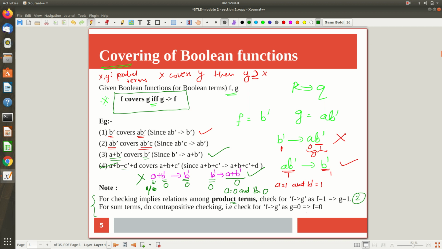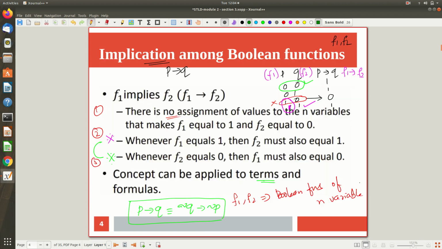Hope you remember. Similarly, for checking the sum term, not the contrapositive checking, you have to do that with the third definition as per the definition. Hope you remember. If I am writing here, later you may be confused. So product term checking and sum term checking. Sum term checking, you have to go with the third definition, that is this, and product term checking, you have to go with the second criteria as per this list. Okay.